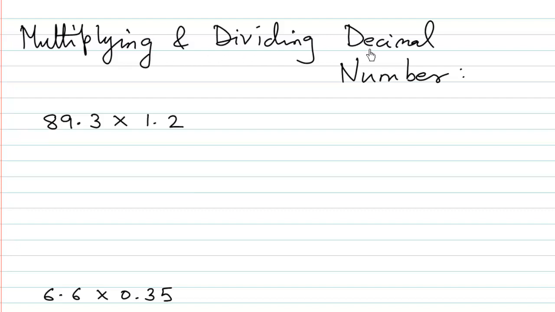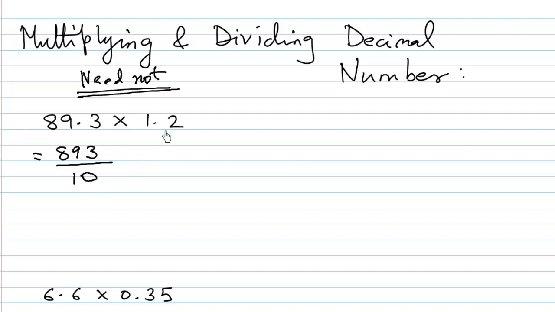Multiplying and dividing decimal numbers is much easier than adding or subtracting decimal numbers, because over here we need not have the decimal numbers one below the other. The reason for that is 89.3 can be understood as 893 over 10, and 1.2 can be understood as 12 over 10.